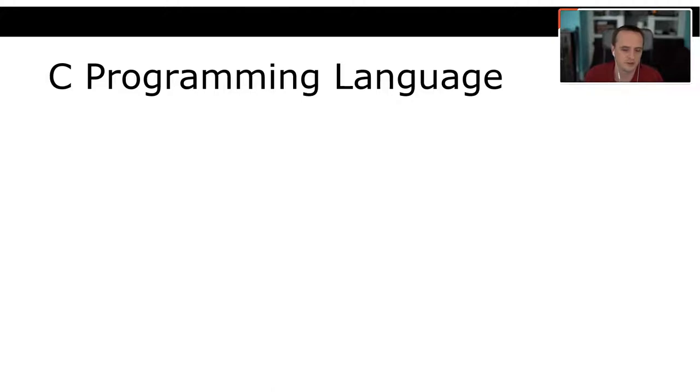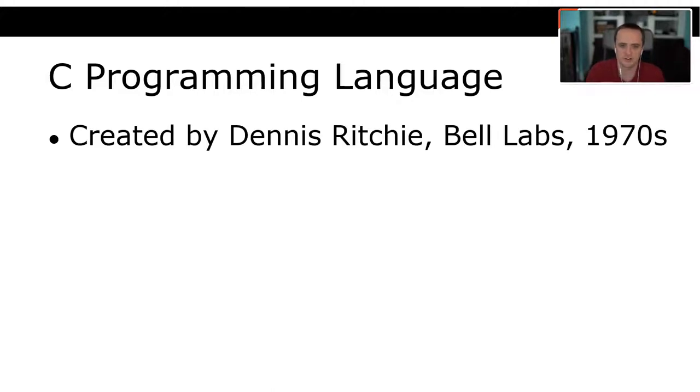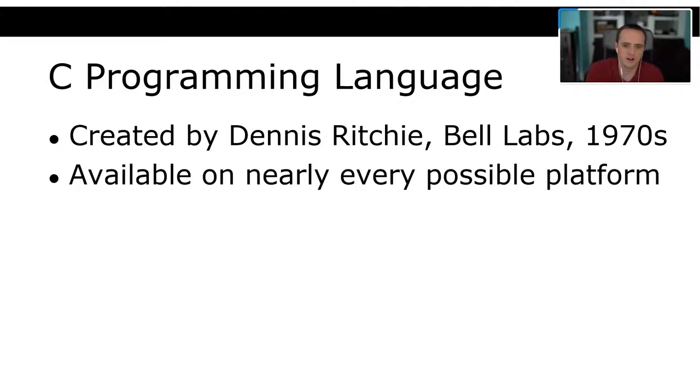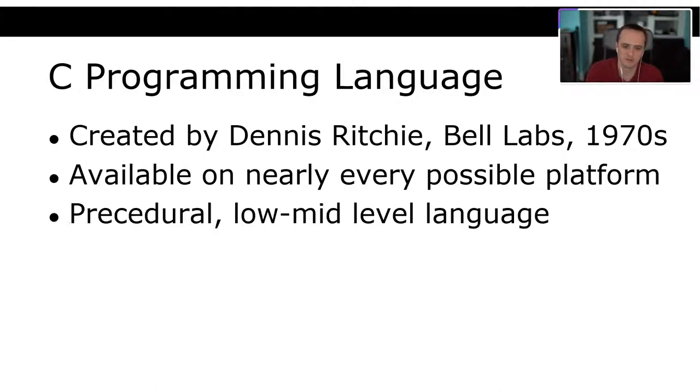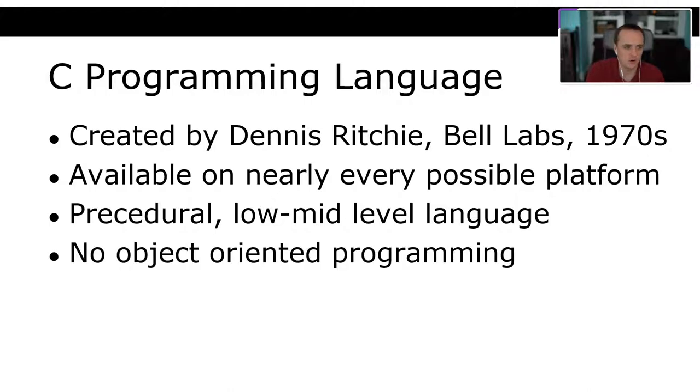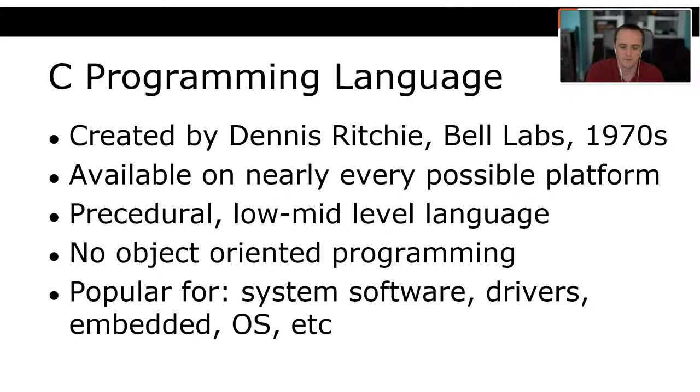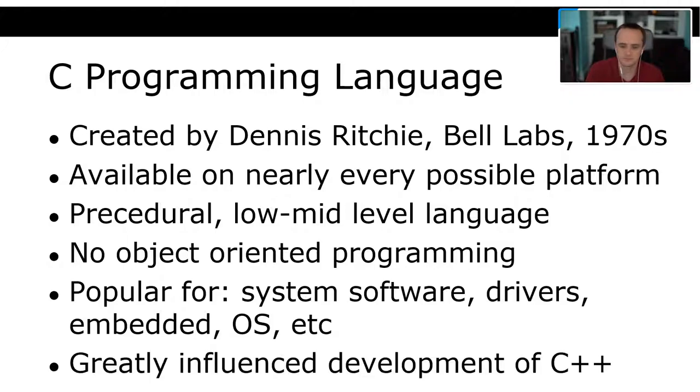Of course, you can't talk about C++ without talking about C a little bit first. C was created by Dennis Ritchie at Bell Labs in the 1970s. It is available on everything. So if you have a toaster, it can probably run C. It's a procedural, low to mid-level language. It has no object-oriented programming in the traditional sense of having classes and inheritance. It's very popular for system software, drivers, embedded design, operating systems. So for example, Linux is written in C. And it greatly influenced the development of C++. So if you know C, but you don't know C++, you've got a little bit of a head start.